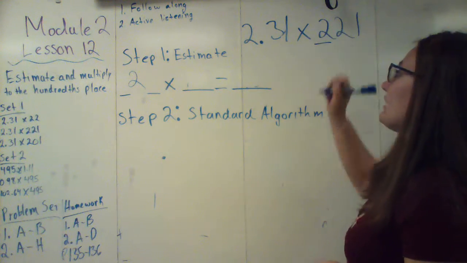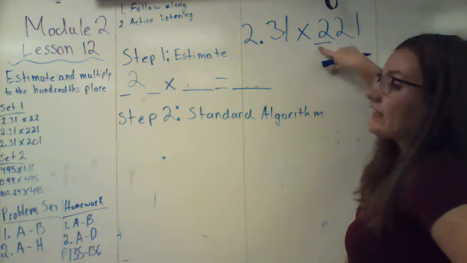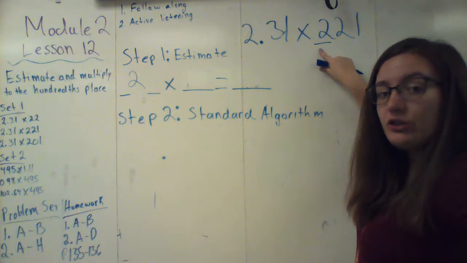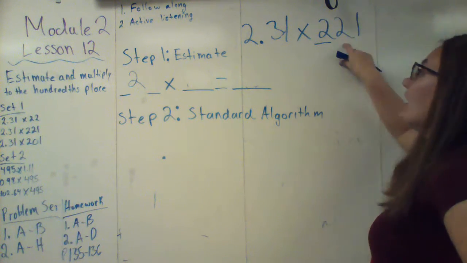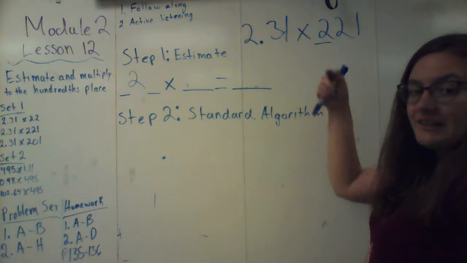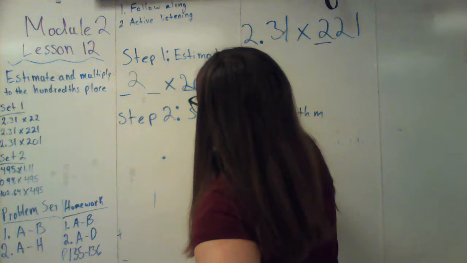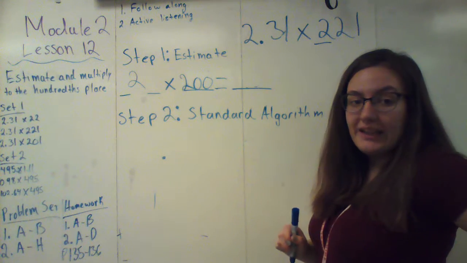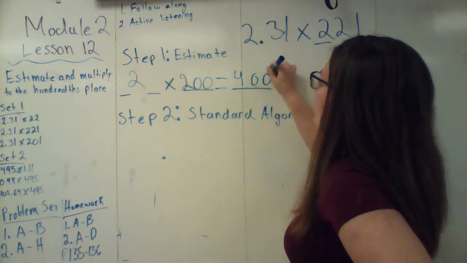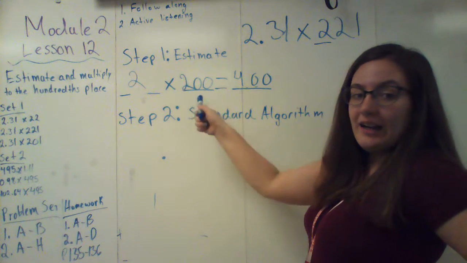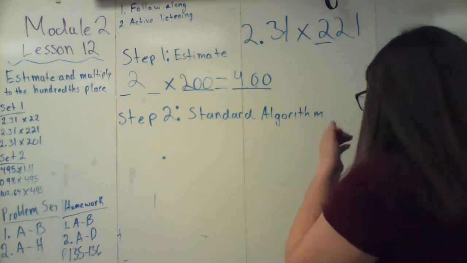So remember, I underline my largest place value, which is the hundredths place. I know that it's either going to round down or stay at 200s, or it's going to go up to 300s. Since I just have a 2 right here, that means it's still going to round down to 200. All right, 200 right here. And then I'll multiply like I did before. So 2 times 200 would be 400. 2 times 2 is 4. And then I have 2 zeros that I need to add. So I know my answer should be close to 400.